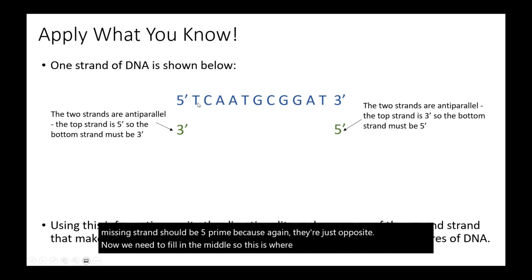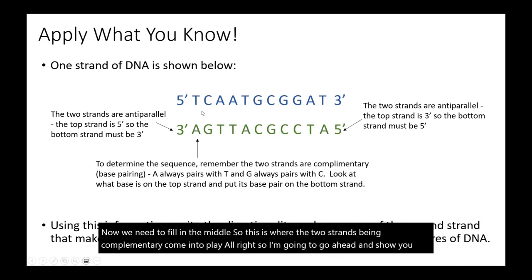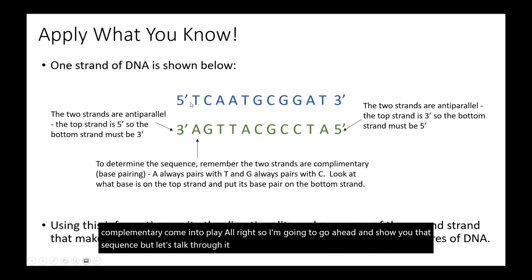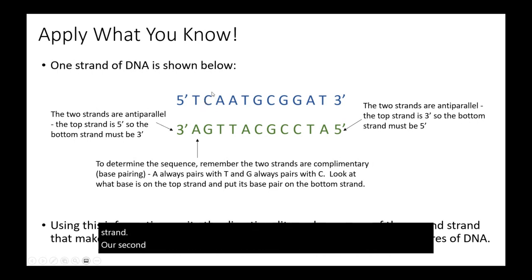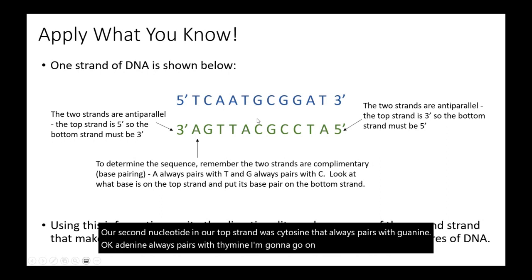So this is where the two strands being complementary come into play, all right? So I'm going to go ahead and show you that sequence, but let's talk through it now. So our first nucleotide was a thymine. Thymine always pairs with adenine, so that's going to be what's on the bottom strand. Our second nucleotide in our top strand was cytosine. That always pairs with guanine. Okay, adenine always pairs with thymine. I'm going to go on down a little bit further. Guanine always pairs with cytosine.